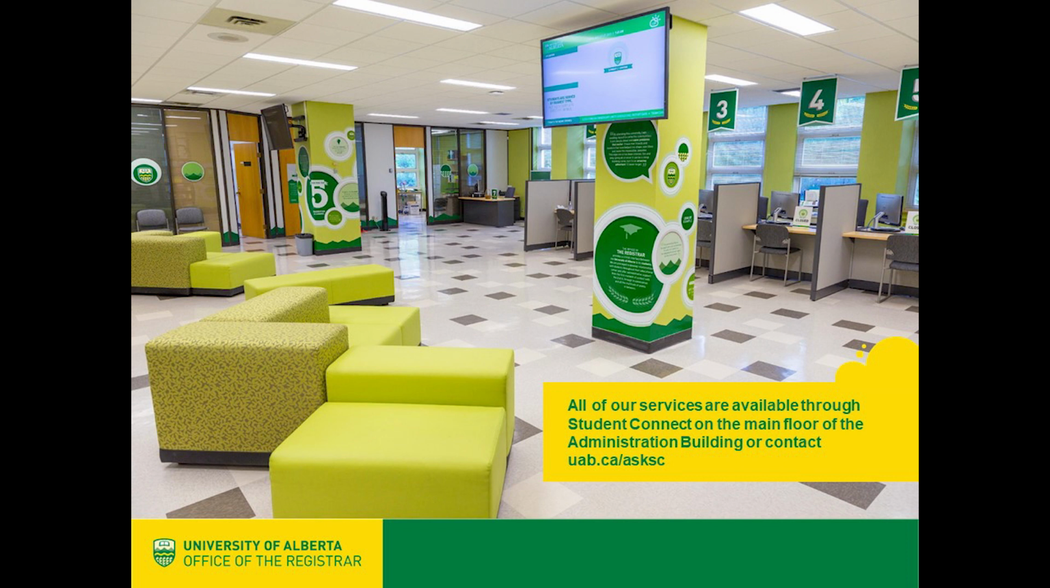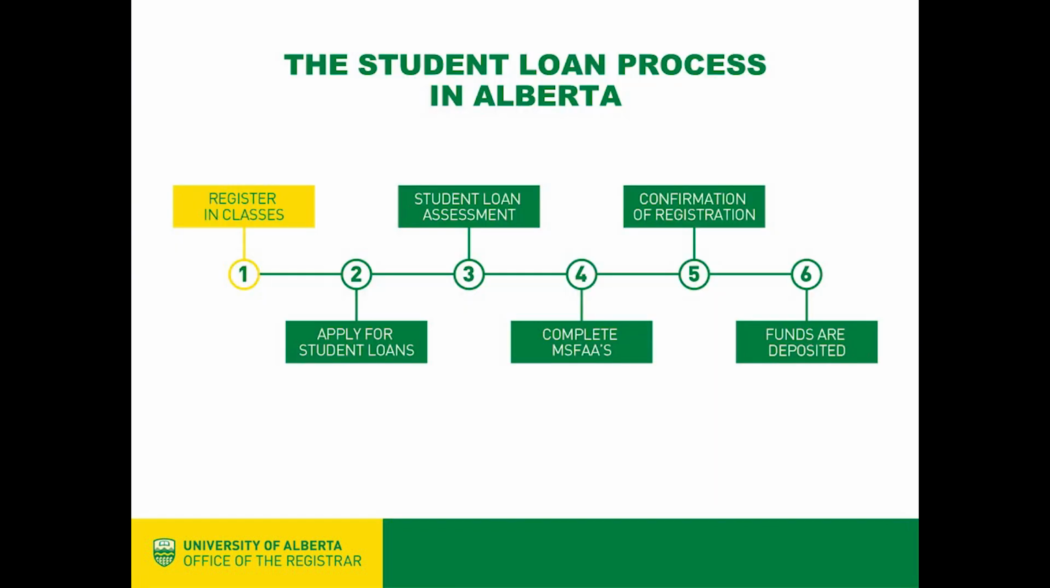As I mentioned, you can contact Student Connect on the main floor of the administration building if you have any questions at all about anything mentioned in this presentation. You can visit them in person or visit uab.ca/asksc. Okay, getting started. This is an overview of the student loan process in Alberta.